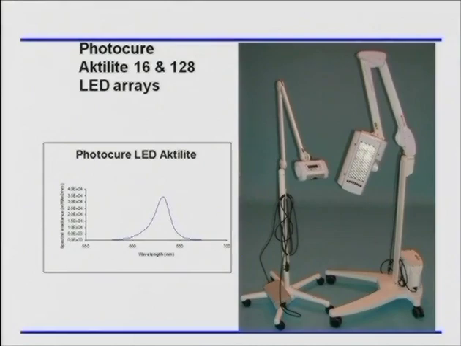So what do you do if you've got an LED array? Because if you're treating a skin tumor, the chances are you're using one of these kind of devices. This is a company called Actolite. There's several on the go. There's a 16, which has got 16 diodes, and there's a 128, so 128 diodes. We have a laboratory, so we've measured the spectrum coming out of these things, and it does peak around about 630 nanometers.